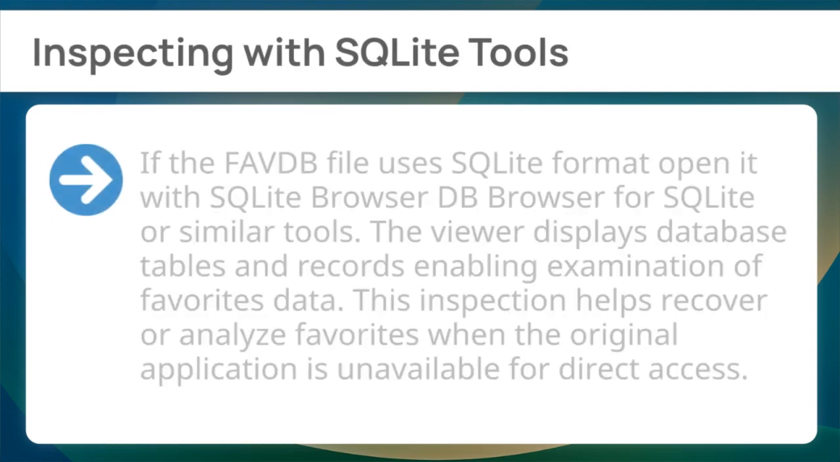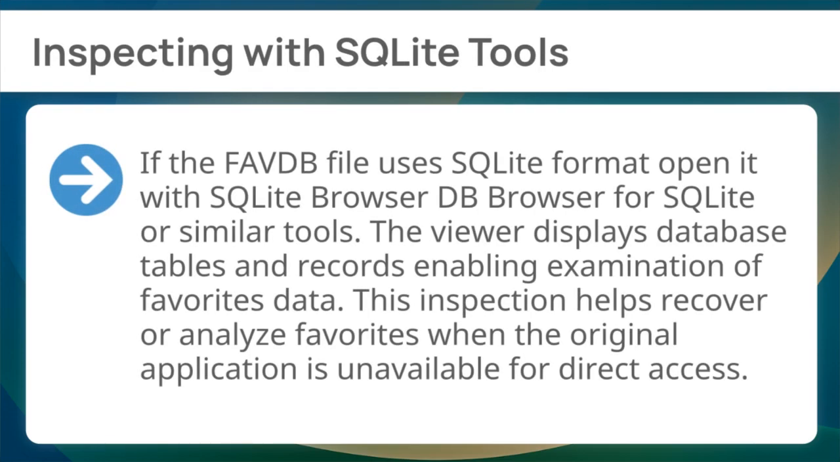Next, inspecting with SQLite tools. If the FAVDB file uses SQLite format, open it with DB Browser for SQLite or similar tools. The viewer displays database tables and records, enabling examination of favorites data. This inspection helps recover or analyze favorites when the original application is unavailable for direct access.